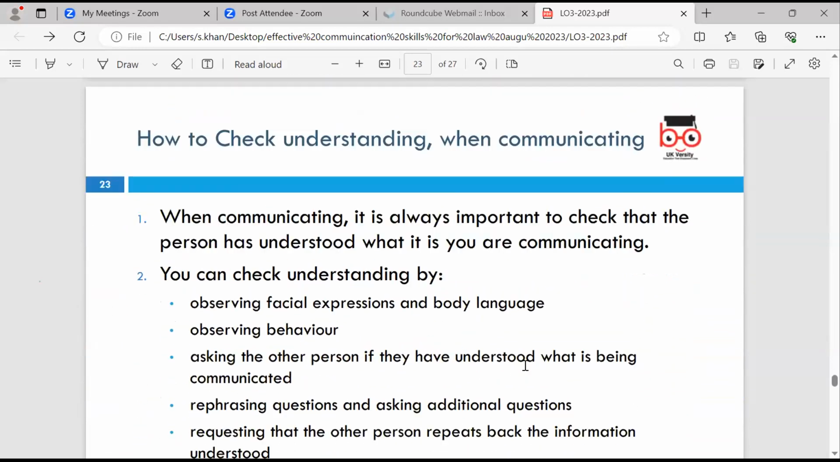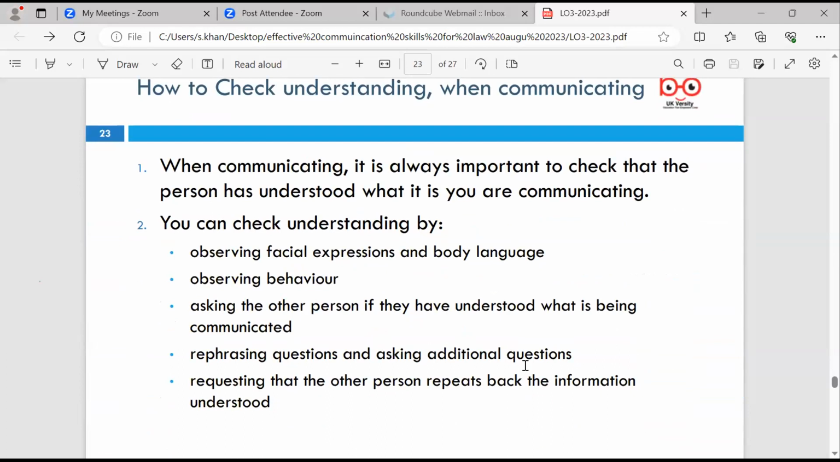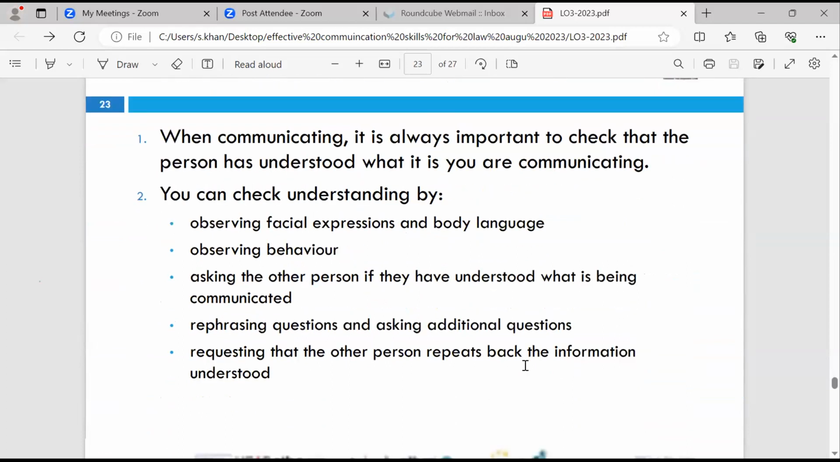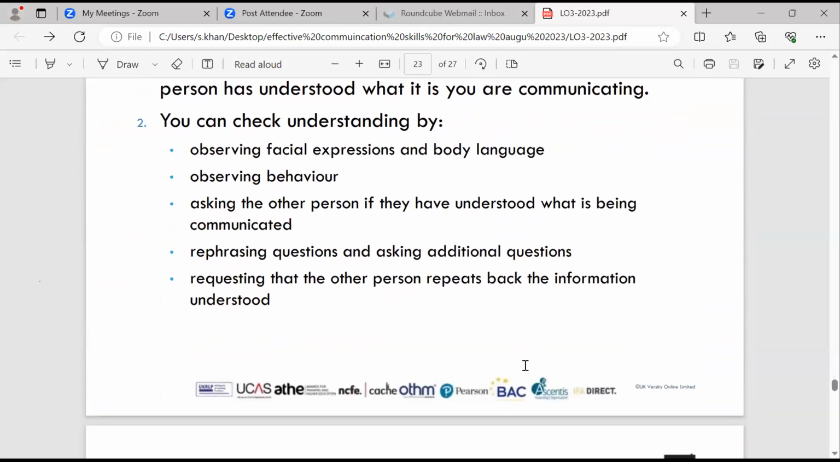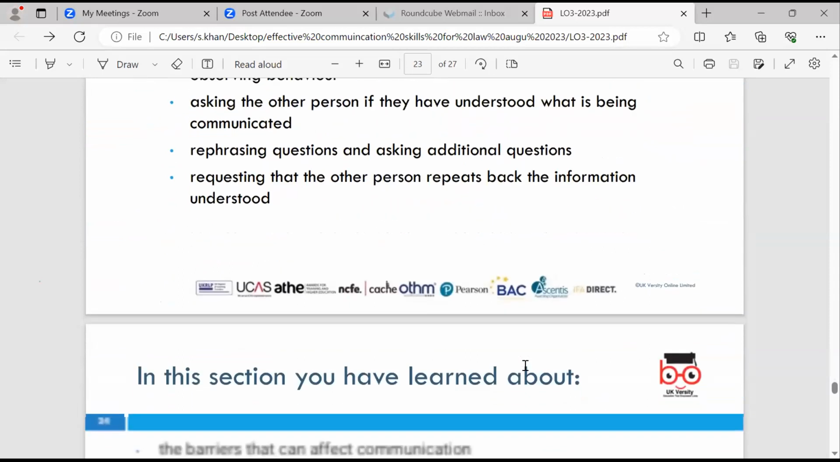How to check understanding. When communicating, it's always important to check that the person has understood what you are communicating. You can check understanding by observing facial expressions and body language, observing behavior, asking the other person if they have understood what is being communicated, rephrasing questions and asking additional questions, and requesting that the other person repeats back the information understood.